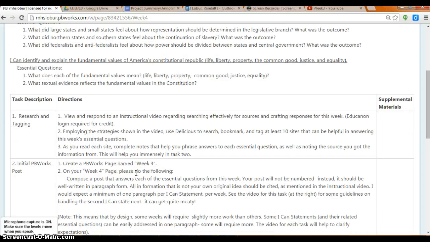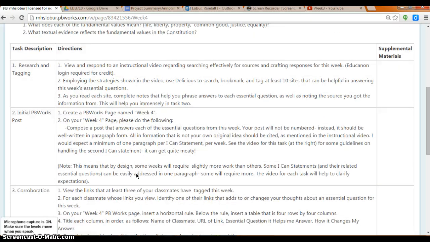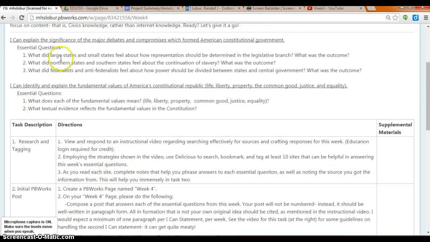When task 2 comes around, you are looking for making your initial PB Works post. In order to do that, your writing for the first set of essential questions should be pretty straightforward. But again, because your second I can asks for textual evidence, you're going to need, again, to provide quotes from the Constitution that shows that those things are happening.